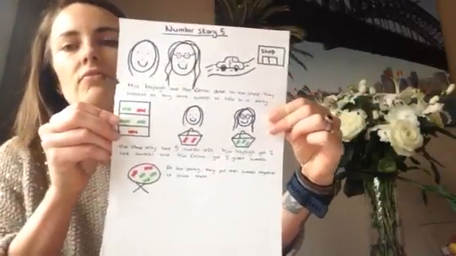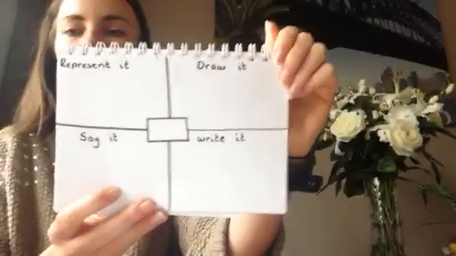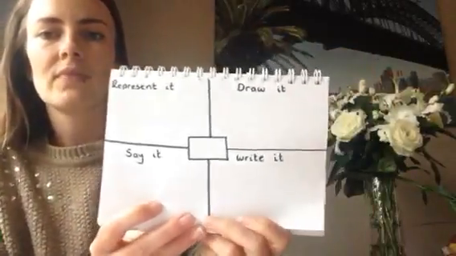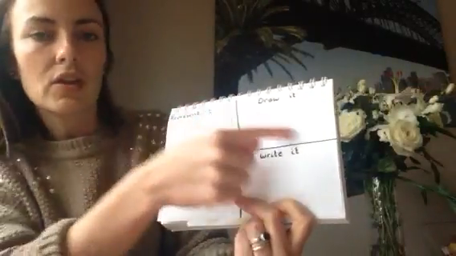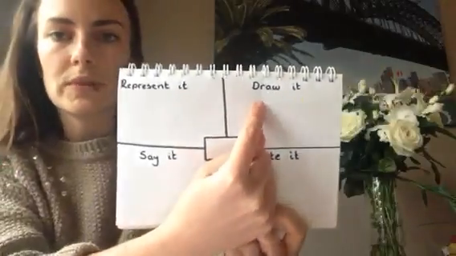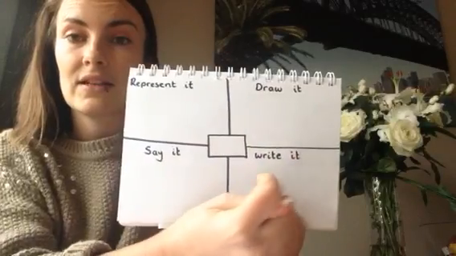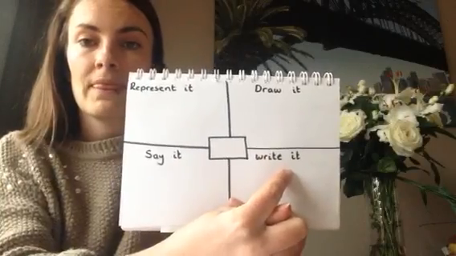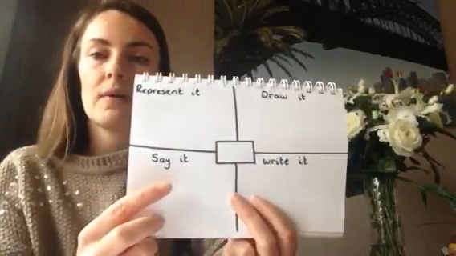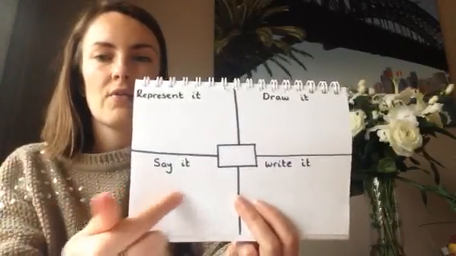So after you've had another read of the story number 5, you might want to have another go at your mind map for today. So remember from our previous days of our mind map, we've got to do these different jobs. So we can draw it. You might want to draw 5 sweeties. You can write the number 5. Have a go at writing the numeral here. Can you say something about the number 5? Think back to the story. And how can you say it?